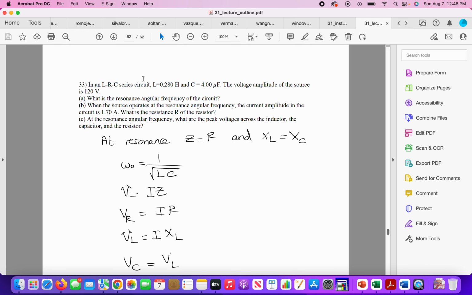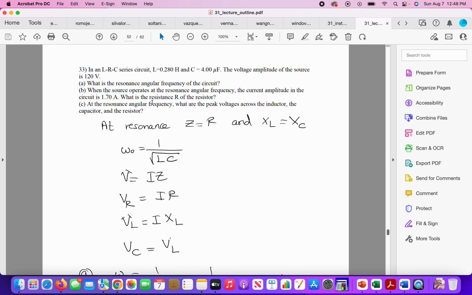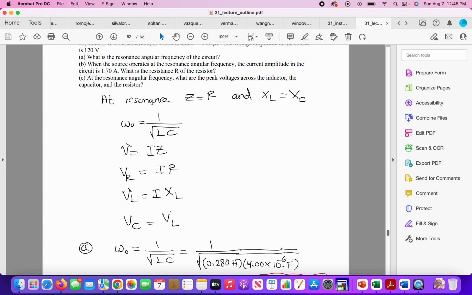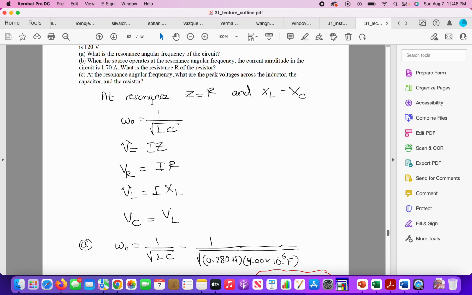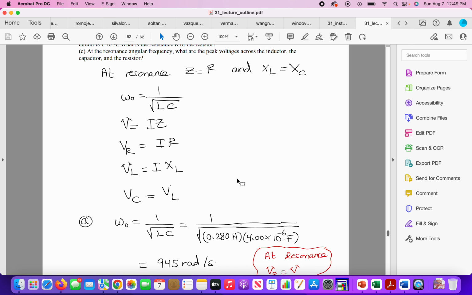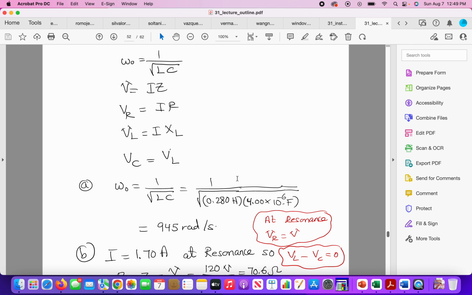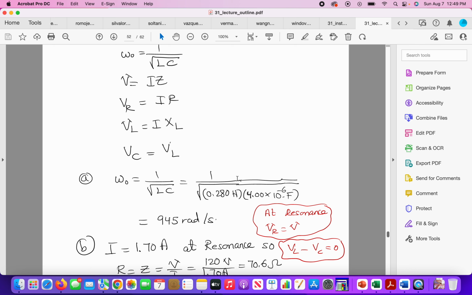Okay, we know VC, also VL is I XL, and we know that VC equals VL. Now, what is the resonant angular frequency of the circuit? It is 1 over the square root of LC, and from that you will be able to calculate that it is 4945 radians per second.